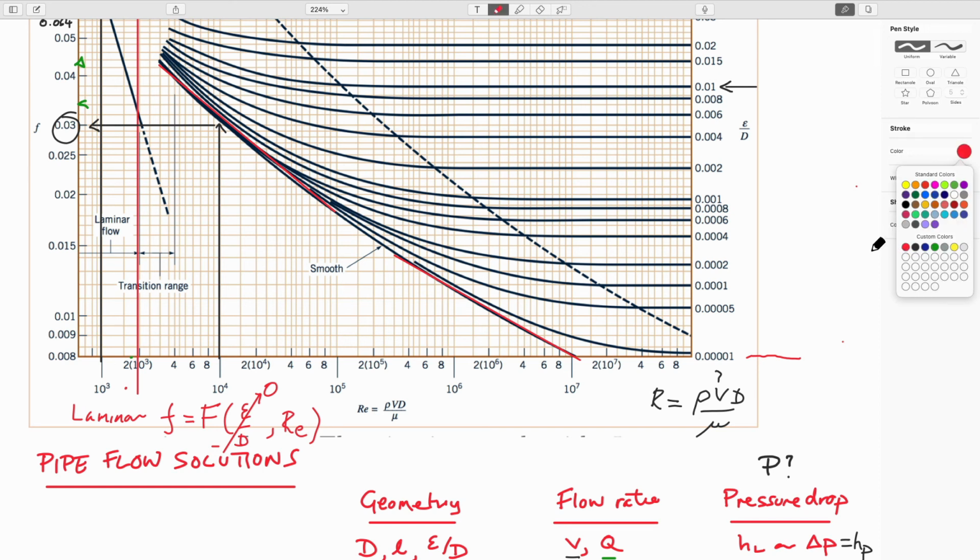So just so you can see what I'm doing. What did we have before? What was our Reynolds number before? Oh, it's this one, right? 10 to the 4. So if it's this, then it'd be this curve here. Looks about right.